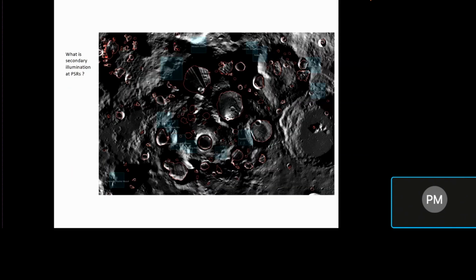Okay, so what is secondary illumination? Secondary illumination is the light that bounces off the walls of an illuminated zone into the PSR. It is that illumination which allows us to take images like this. The images you see of the insides of the PSR are from the LRO narrow angle camera, long exposure images. That small, faint amount of light which is still there can allow us to image if we image for quite long. Next slide, please.